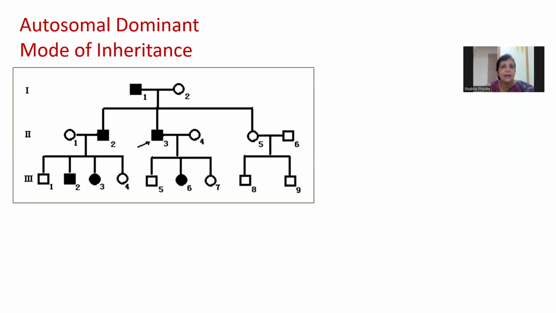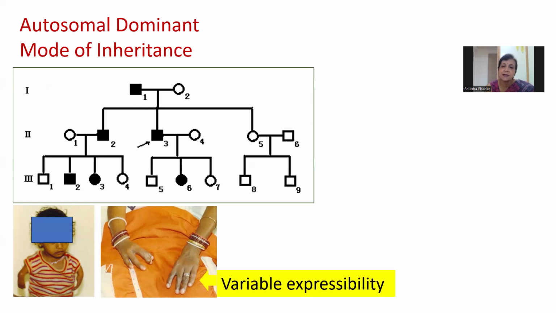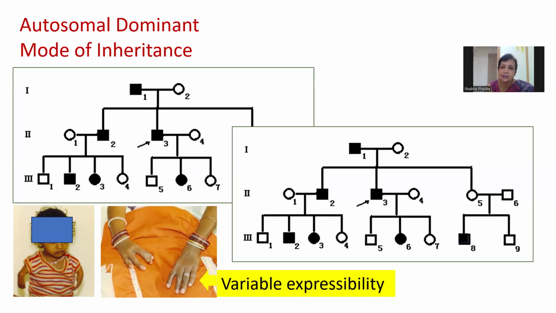When we draw a pedigree, the first important thing we want to find out is how many people are affected, what their relations are, and what the mode of inheritance could be. So this is a typical autosomal dominant mode of inheritance, where multiple members over different generations are affected, but the severity of malformations or of the disease may vary from individual to individual, and this variable expression is a characteristic of autosomal dominant inheritance.